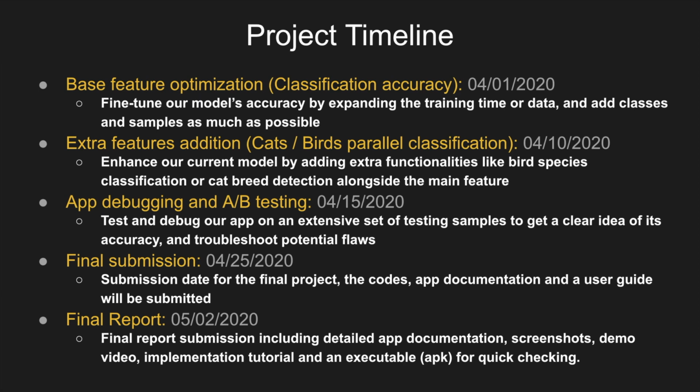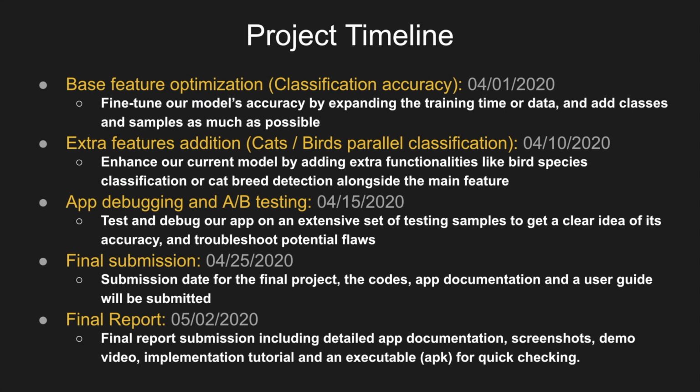So the final submission date is on April 25th. So we will have to submit the codes, the app documentation, and a user guide. So we will make sure our app documentation is well written with as much details as possible on our app implementation, the Android version we use, and all the libraries, special libraries, or various tools we use in implementing our application. The final report will be on May 2nd.